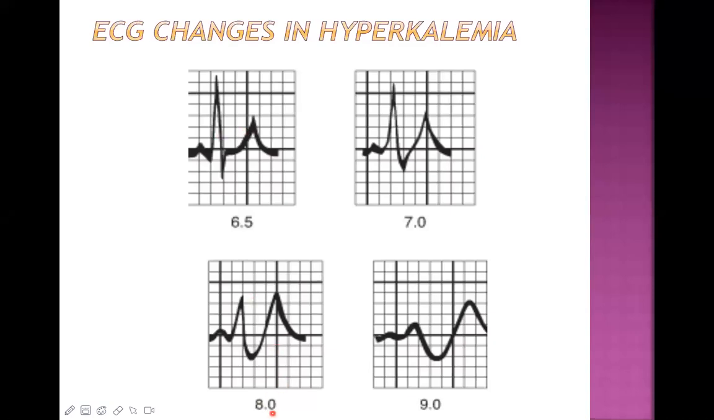In potassium of 8 milliequivalent per liter, these waves, QRS complex and the T wave, they do not look normal now. T wave is as tall as QRS complex, and they are quite wide. And when the potassium level is 9, I cannot even identify them. Okay, this is a clear-cut case of arrhythmia.